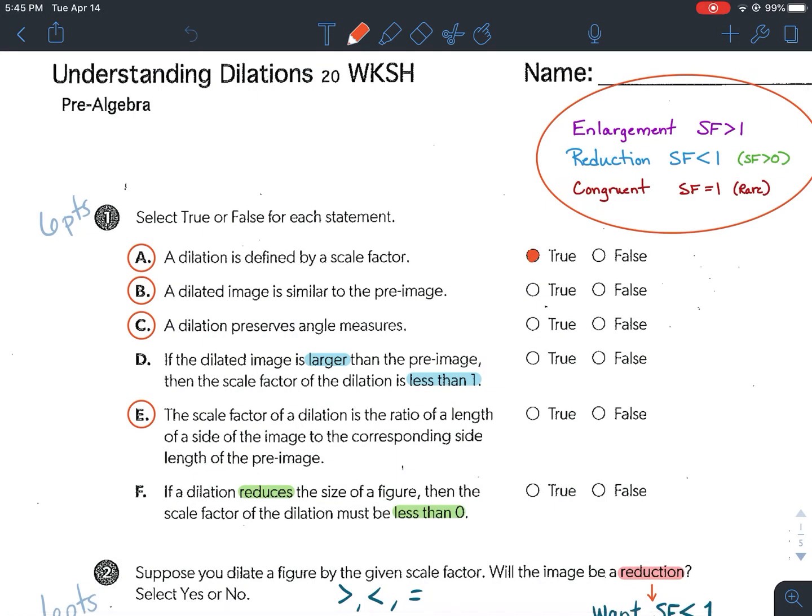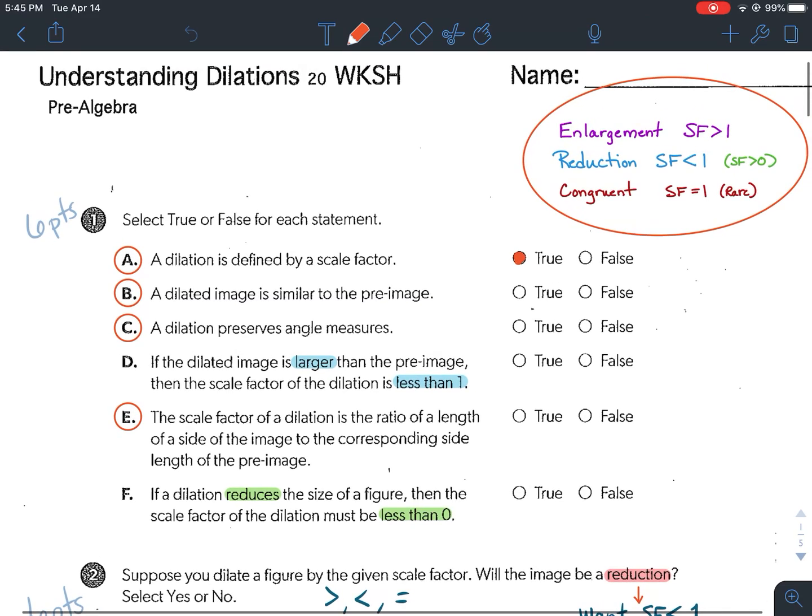For D and F, you're going to use what I circled up in the corner. So for D, if a dilated image is larger than the pre-image, so if the image is larger, that means you have an enlargement. It says that the scale factor will be less than 1. Is that true? If it's an enlargement, is your scale factor less than 1? If it's true, mark true, and if that's false, mark false.